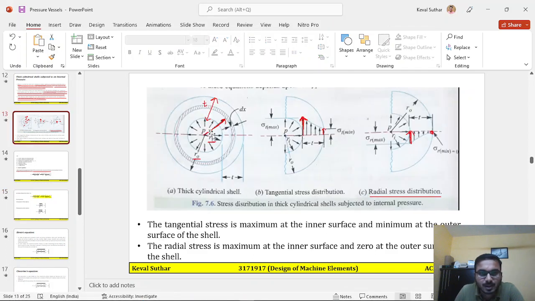we are only focusing on the internal pressure, because obviously this thick cylindrical shell contains a fluid which is at very high pressure, so it is more prominently subjected to internal pressure and not the external pressure, because on the external side we have atmospheric pressure. So it's better that we only focus on the internal pressure and we consider external pressure as 0 in comparison with the internal pressure.